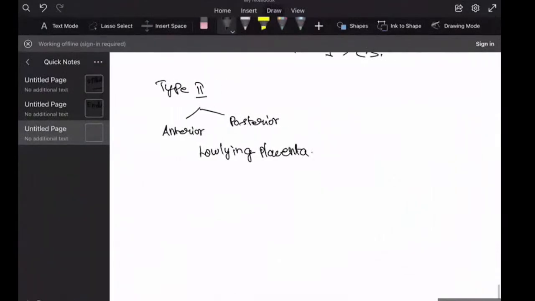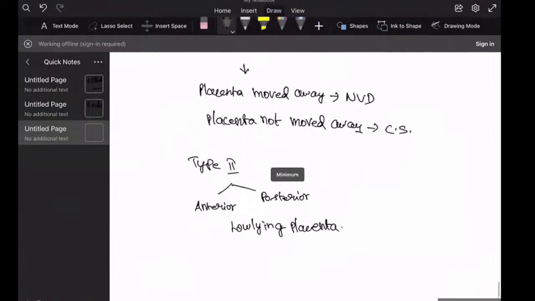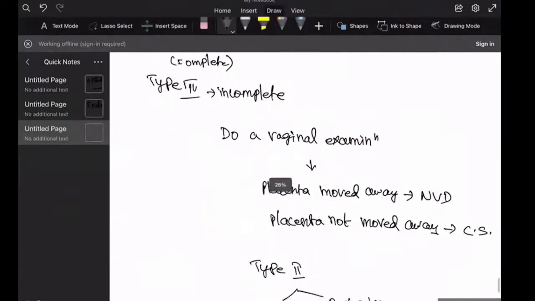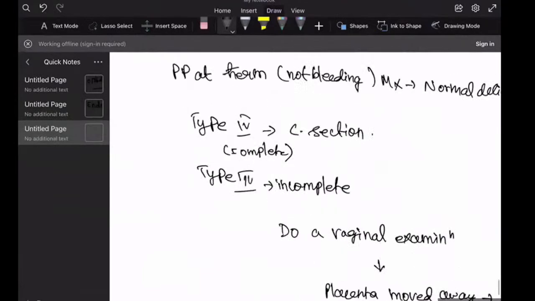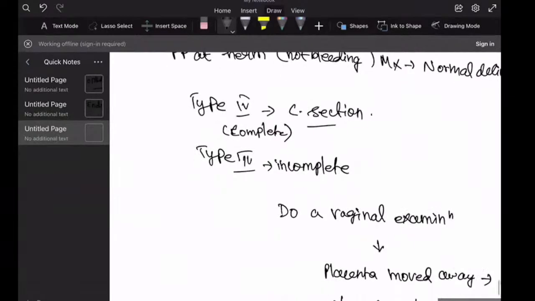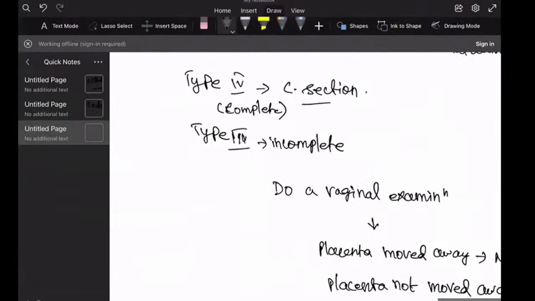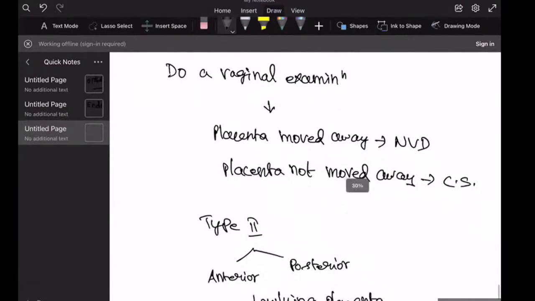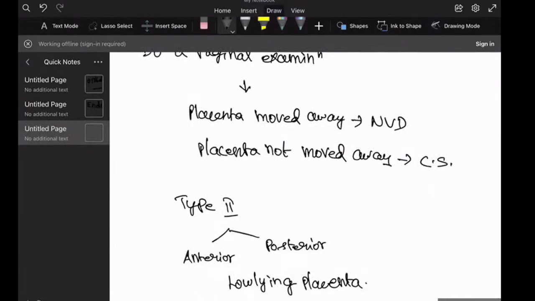Can we have some from type 4 incomplete? Yes, sure. Type 4 is going to be a complete placenta previa. Cesarean section is going to be the management for sure. Type 3 is incomplete. So do a per vaginal examination, and if the placenta is moving away, go for normal vaginal delivery. If the placenta is not moving away, go for cesarean section. Okay?